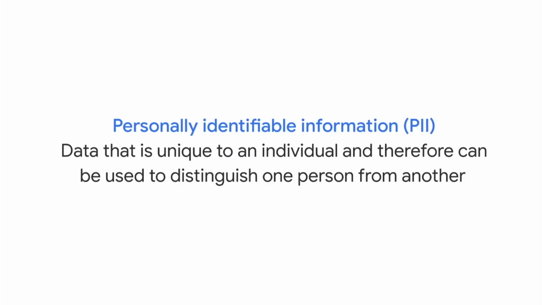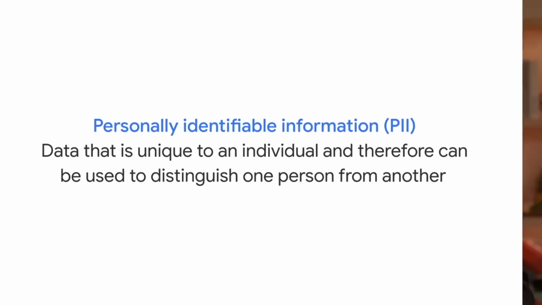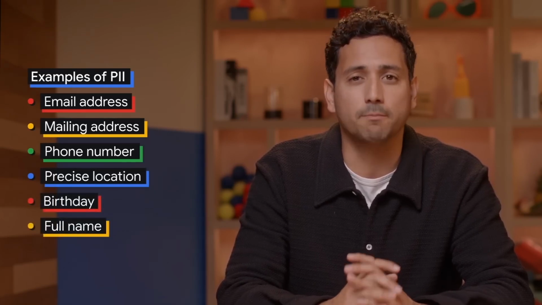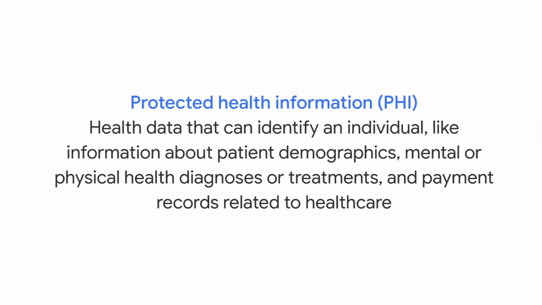PII is data that is unique to an individual and therefore can be used to distinguish one person from another. A user's email address, mailing address, phone number, precise location, birthday, and full name are all examples of PII and must be safeguarded. Along those same lines, personal health data is PHI, or Protected Health Information. PHI is health data that can identify an individual, like information about patient demographics, mental or physical health diagnoses or treatments, and payment records related to health care.